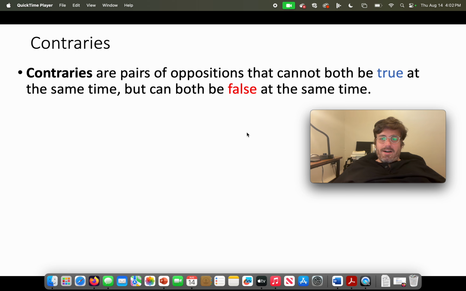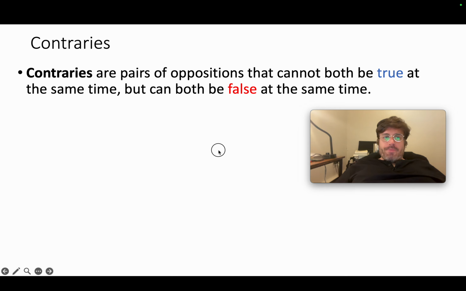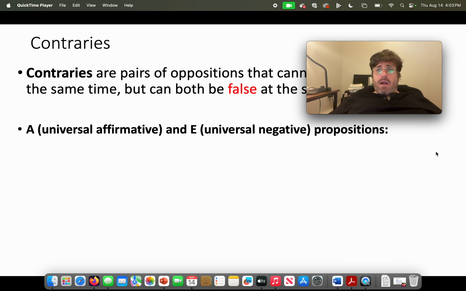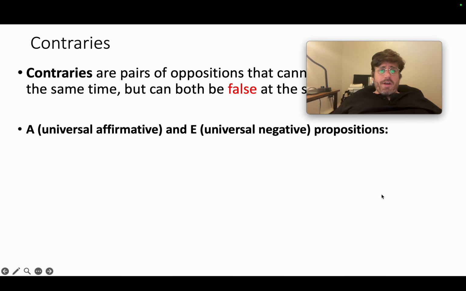All right, so this gets a little confusing for students, I think, because we've just learned contradiction. Contraries sounds like contradiction, and its meaning is very close to contradiction, but there's a little bit less certitude with respect to the inference of the truth value. Okay, so let's have a look at which categories of proposition are contraries. A and E propositions are contraries. So our universal affirmative and our universal negative propositions stand in a relationship of contrariety to one another. All right.